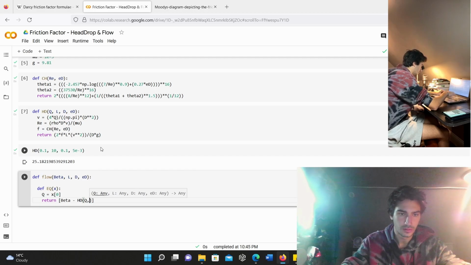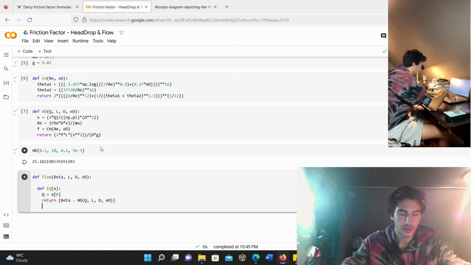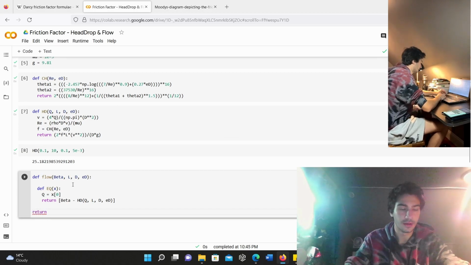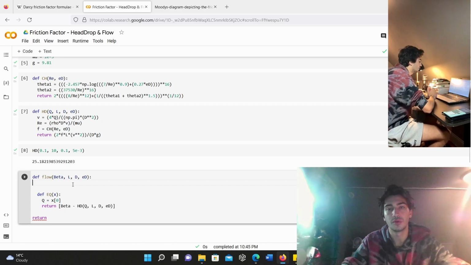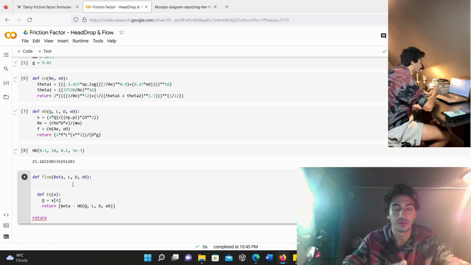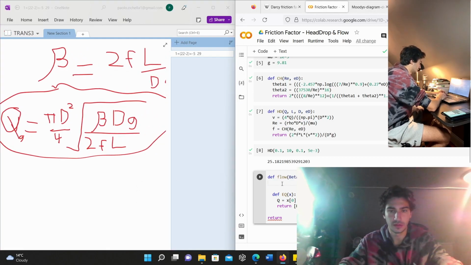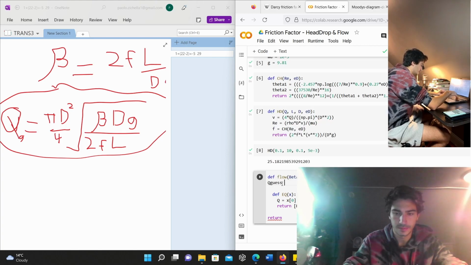Q, L, D, E, right? And that's for our root function. Then we can go ahead, then we're going to want to return our Q value. And then, as you recall, we solved for our Q, and that's what we're going to be using for beta. And I'm going to call this Q guess, because we're guessing to make sure, as we're saying the root function, we want to minimize it, right?